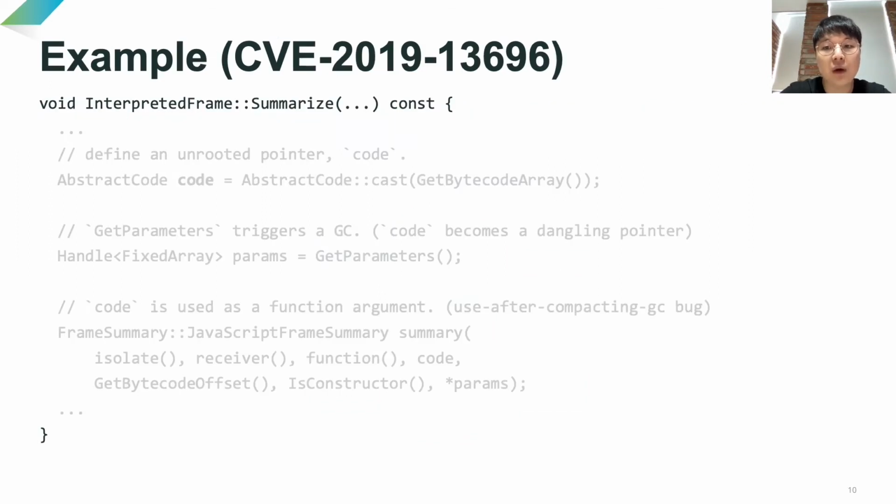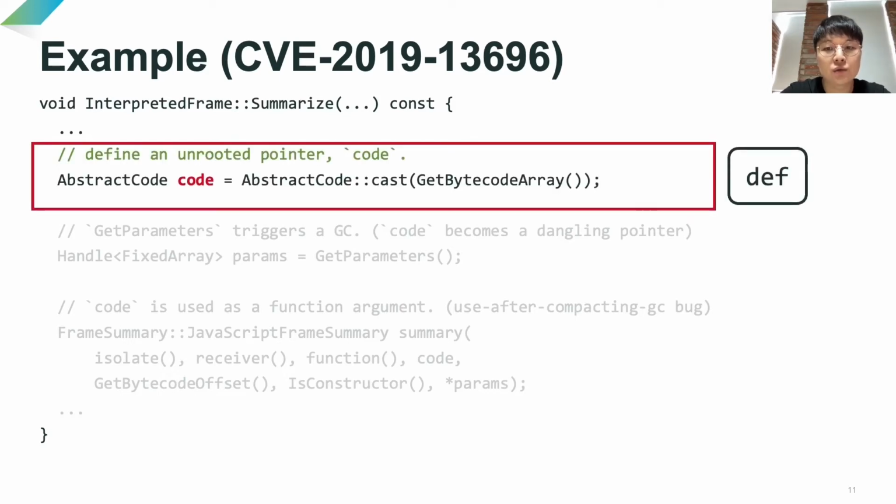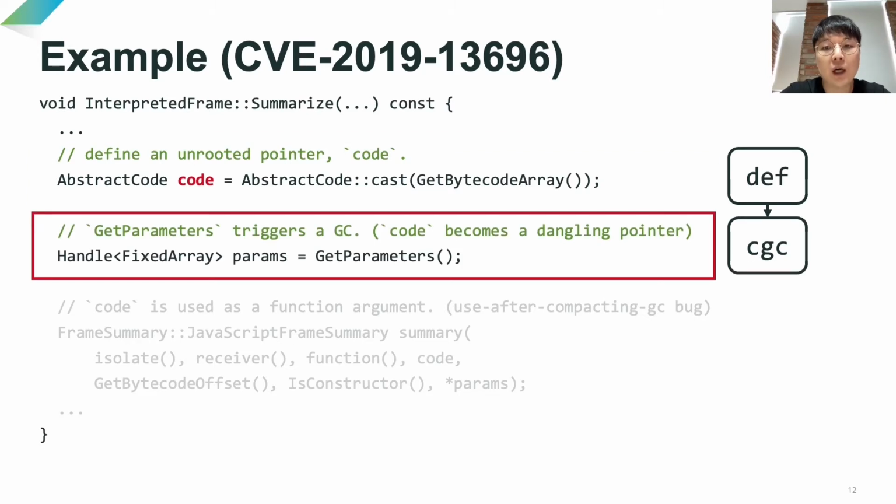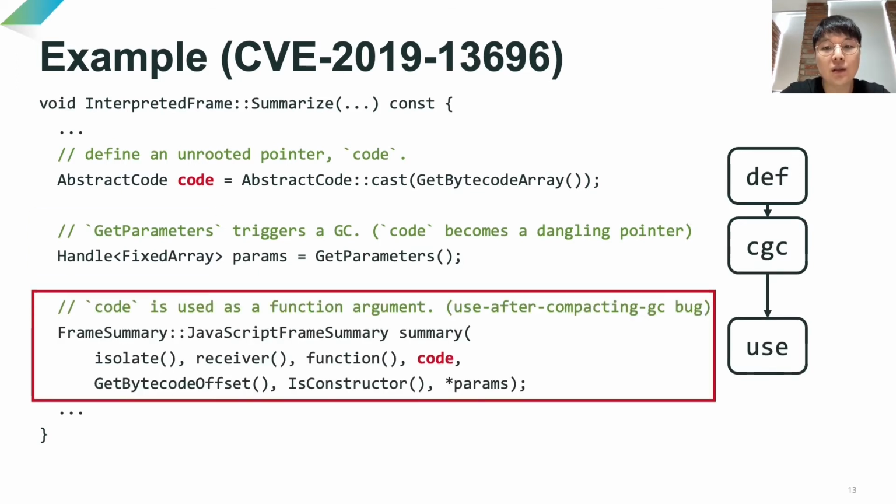Use-after-CGC bugs have been found in real-world software. Here is a use-after-CGC bug in Google V8. First, an unrooted pointer named code is defined by a call to GetBytecodeArray. Then the GetParameters function internally triggers a compacting-GC. And code becomes a dangling pointer because compacting-GC may move the objects that code referred to without updating code. Finally, code is used as a function argument, and this leads to a use-after-CGC bug.